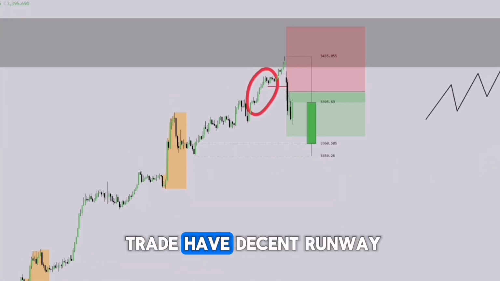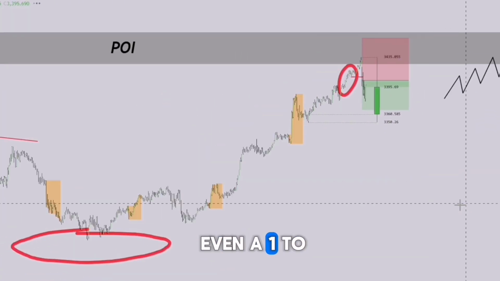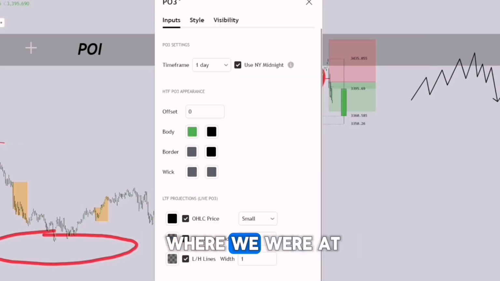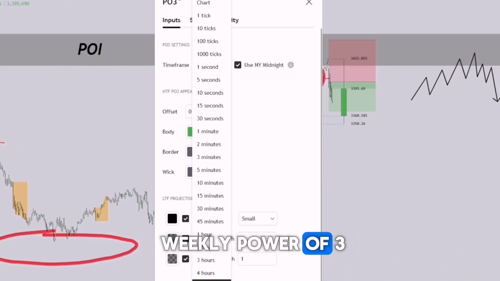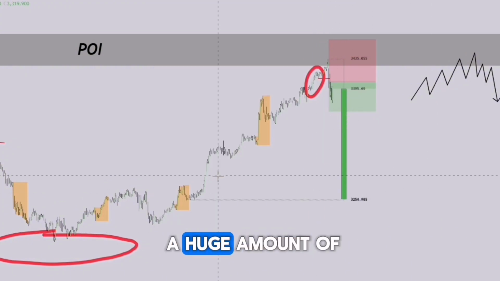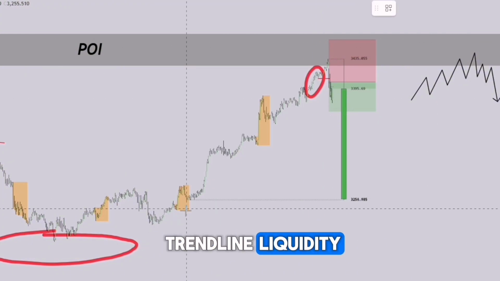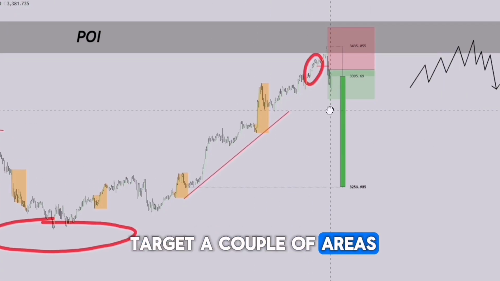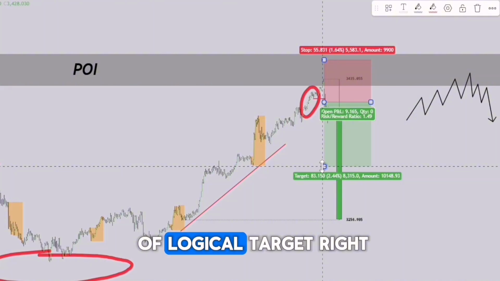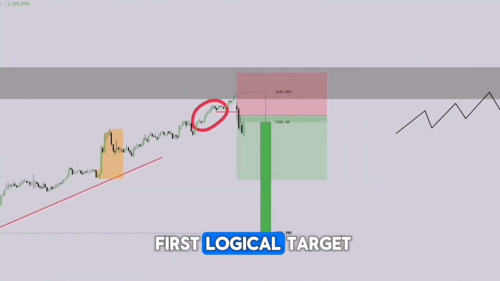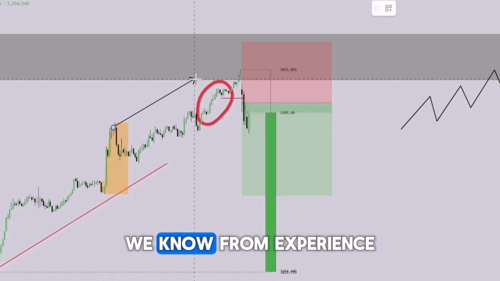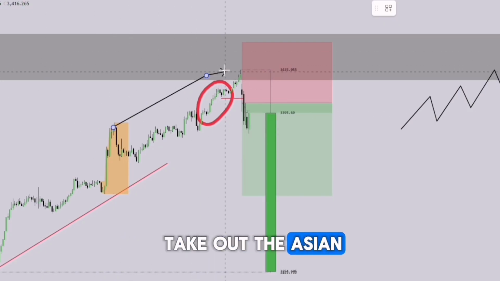Now, this trade did have decent runway. So why did this trade have decent runway for a swing trade? Even a 1 to 2 on this trade would have been good. The reason for that is if we go back to where we were at the start, we started with the weekly power of 3. The weekly opening price is all the way down here, and we have a huge amount of trend line liquidity. And so we can target a couple of areas. We can target the Asian range low, because that's going to be the first logical target, because if price takes out the Asian range high, we know from experience price will come and take out the Asian range low afterwards.